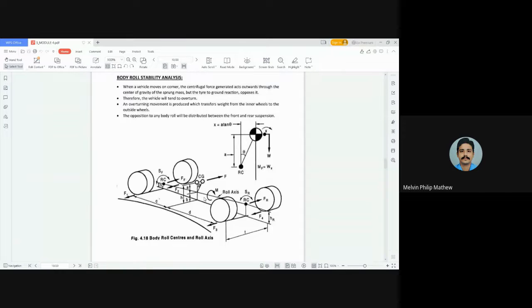Okay, that is how the weight acts downwards, and then the roll axis and all is there, that I will explain. So I'll give you 5 minutes and you can draw this diagram. Okay.